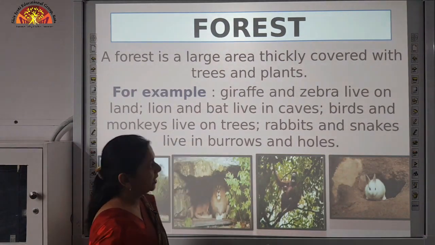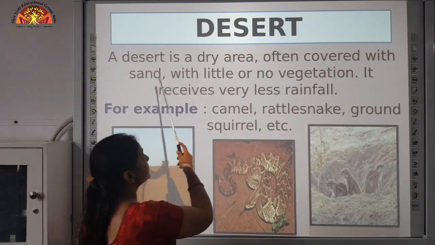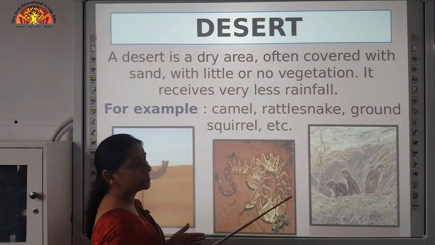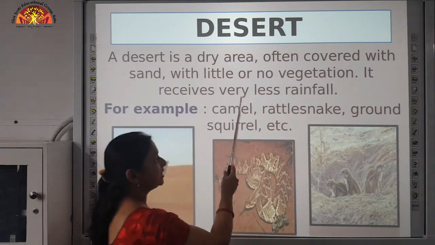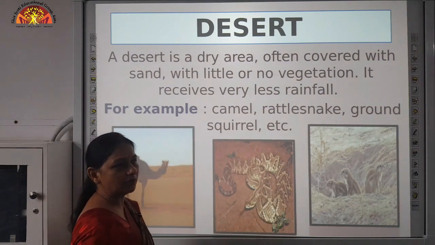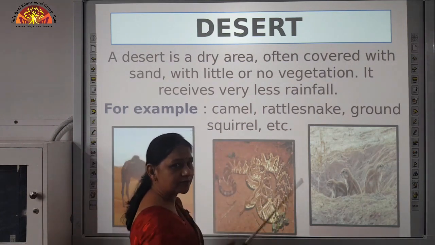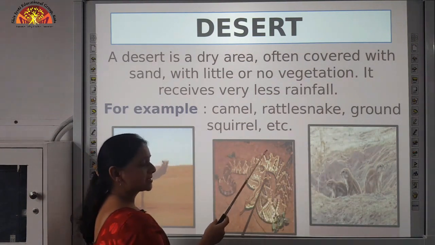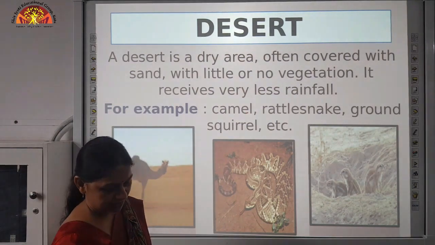In the desert area, what is a desert area? A desert is a dry area often covered with very little vegetation, and it has sand in it, and it receives very little rainfall. The animals that are found there are camel, rattlesnake, which is a type of snake that makes a rattling sound, ground squirrel, etc. So, these are the animals which are found in the desert region.